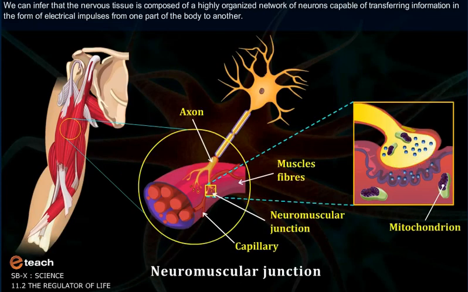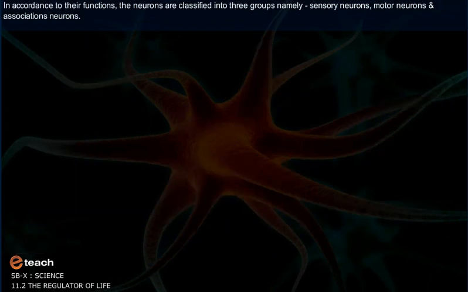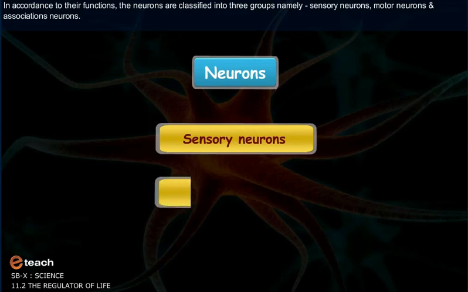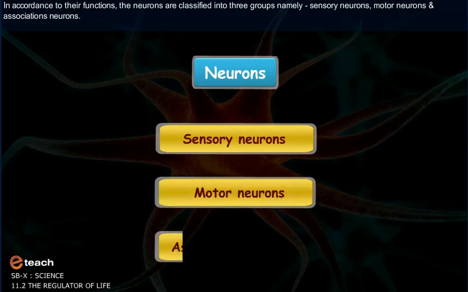We can infer that the nervous tissue is composed of a highly organized network of neurons capable of transferring information in the form of electrical impulses from one part of the body to another. In accordance with their functions, the neurons are classified into three groups, namely sensory neurons, motor neurons, and association neurons.